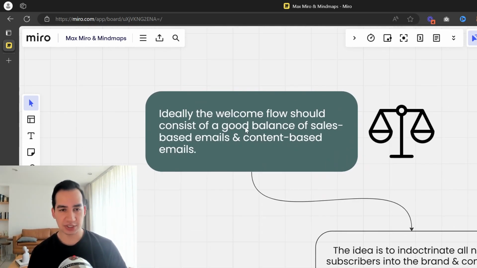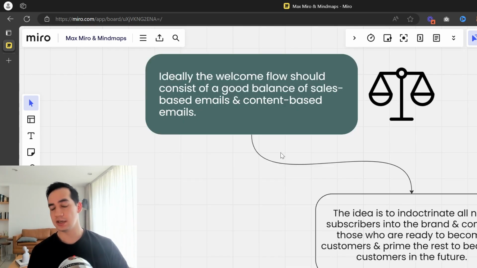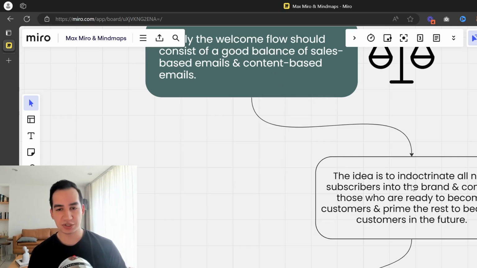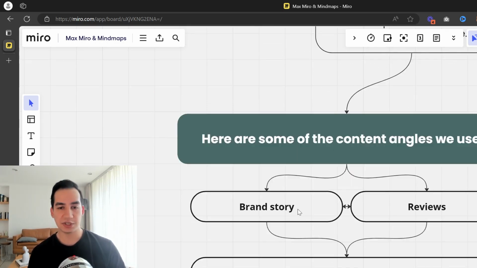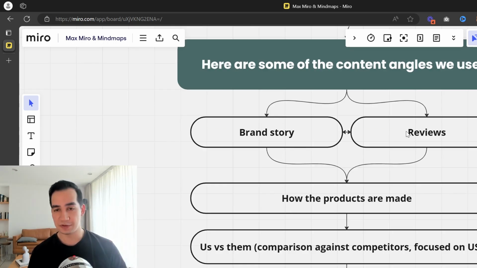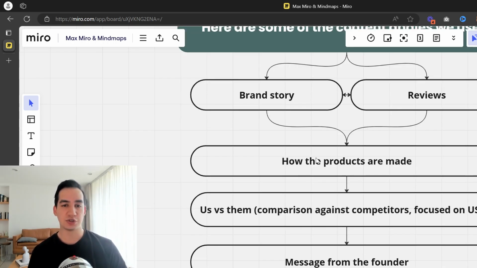Ideally, the welcome flow should consist of a good balance of sales-based emails and content-based emails. The idea is to indoctrinate all new subscribers into the brand and convert those who are ready to become customers. And the people who don't convert right away, we want to prime them to become customers in the future. So here's an example of some of the content angles that we use: brand story, customer reviews, aka social proof, how the products are made, what are the ingredients, us versus them, comparison versus competitors, focused on USPs.